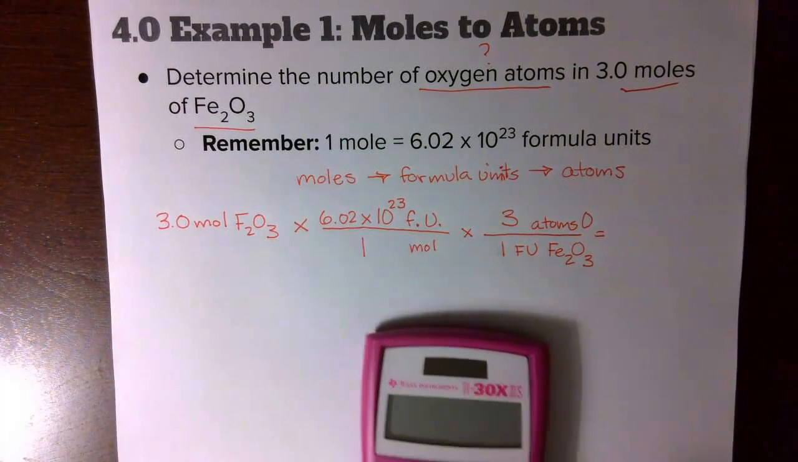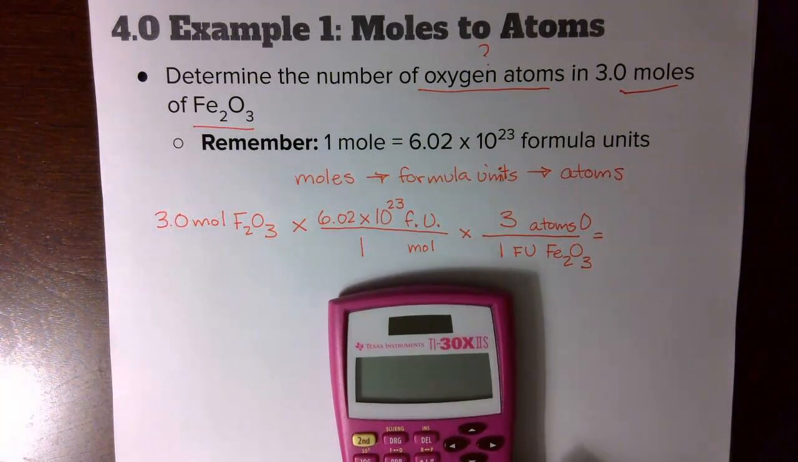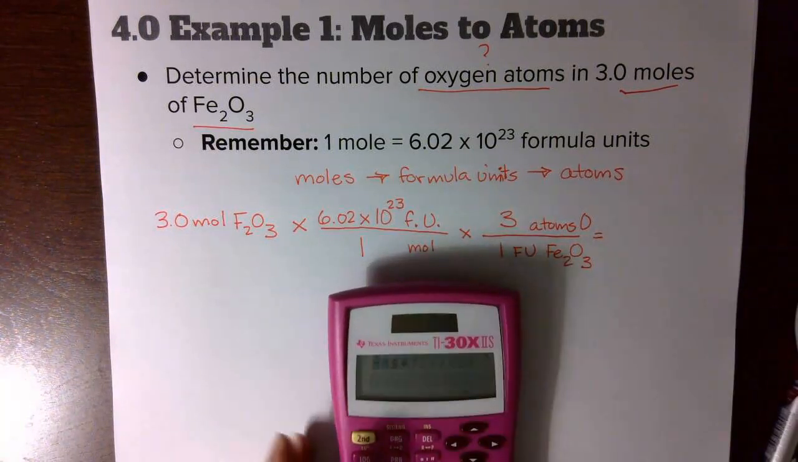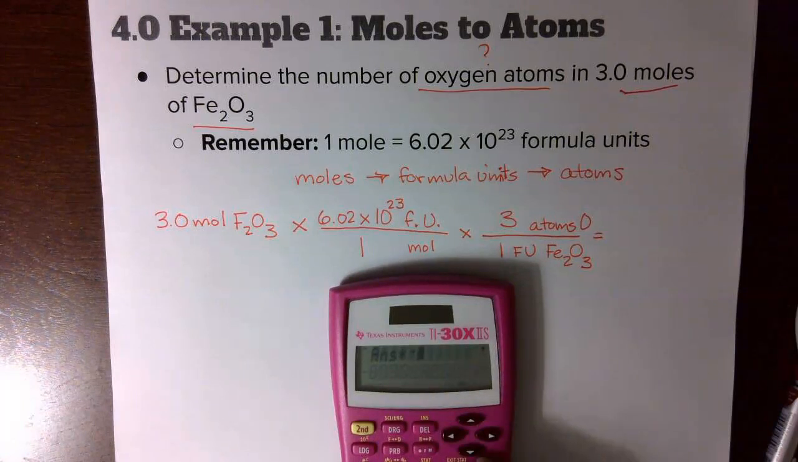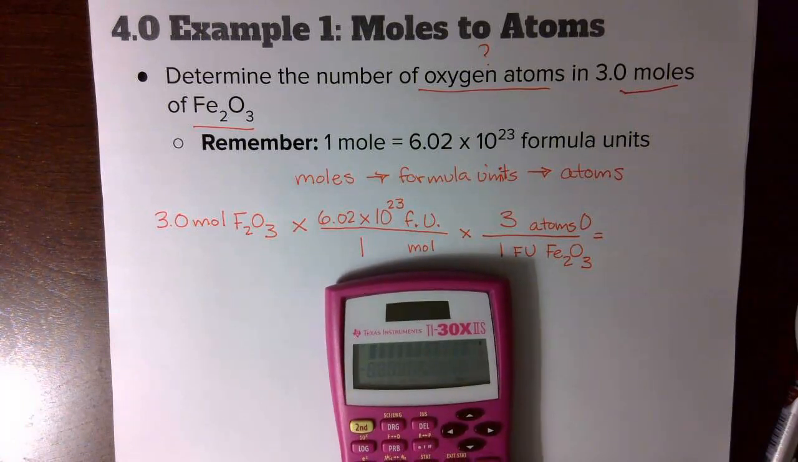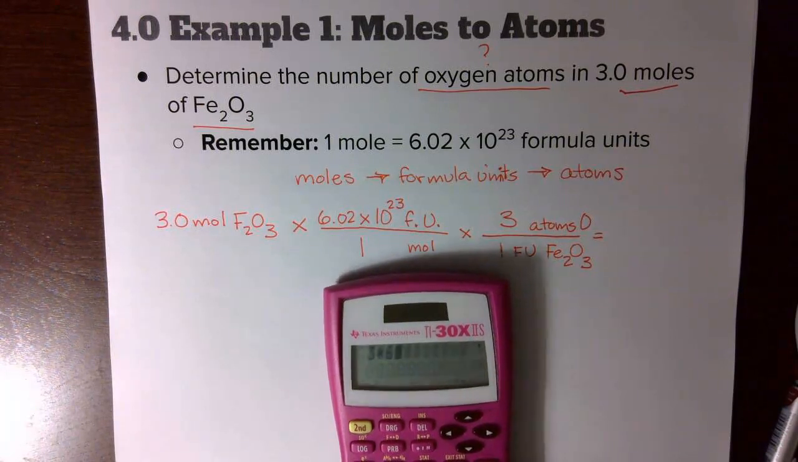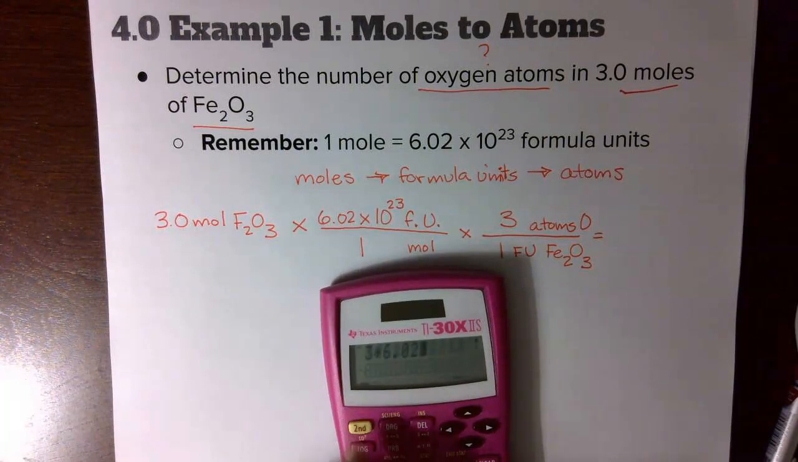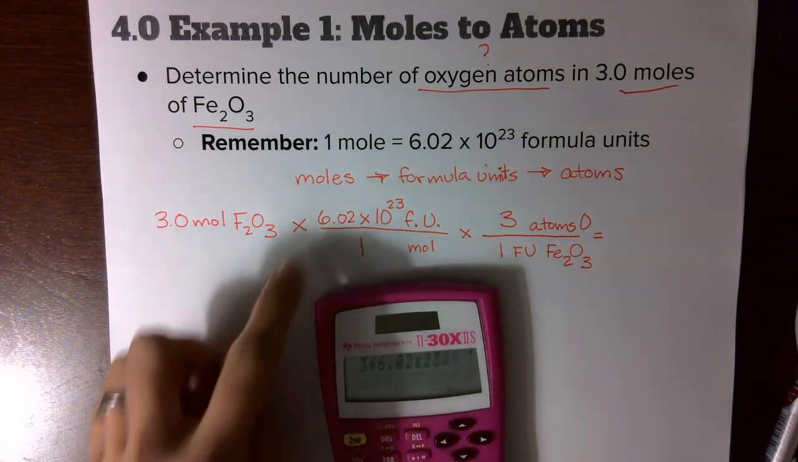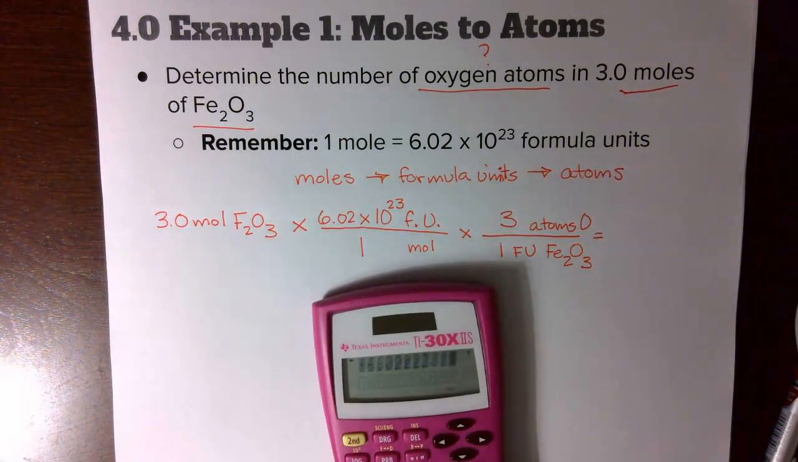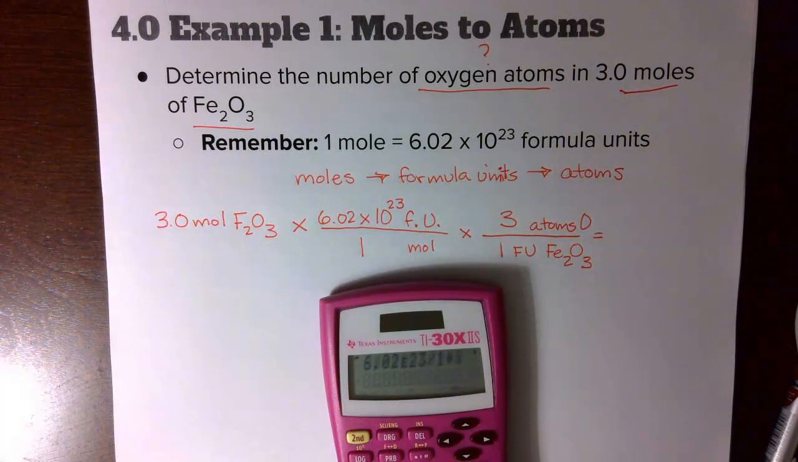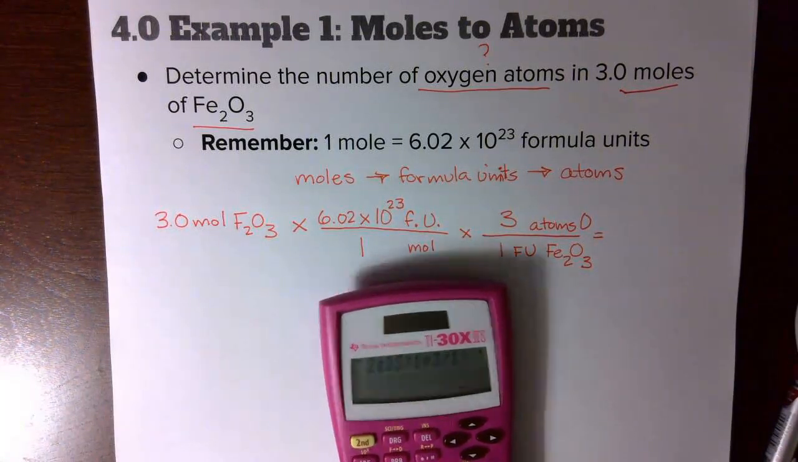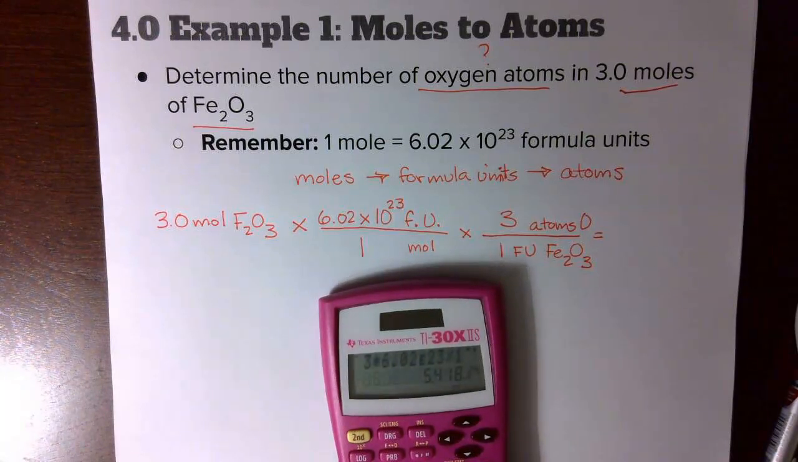It's a matter of just putting it into our calculator. So hopefully you can see my screen when I turn this on. Let me angle that. Okay, so the way that I'm going to type this in is I can type this in all as one problem. I'm going to do 3 times 6.02, then I'm going to hit my second button, and then I'm going to hit E, and then I'm going to type 23 divided by 1 times 3 divided by 1. Okay, I'm going to hit enter. And when I do, this is my final answer.